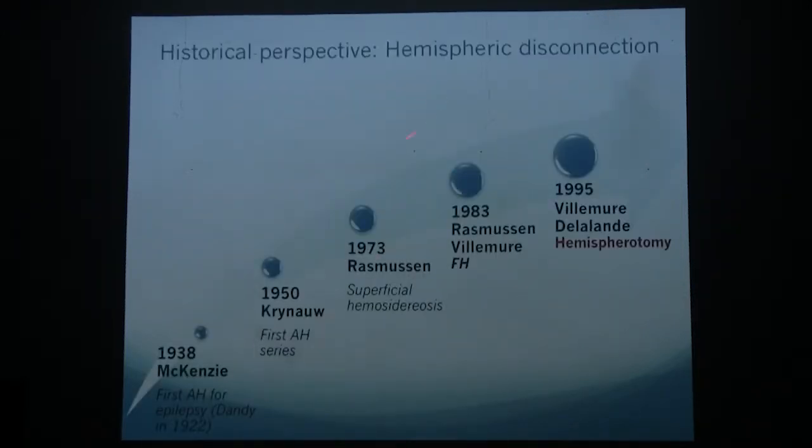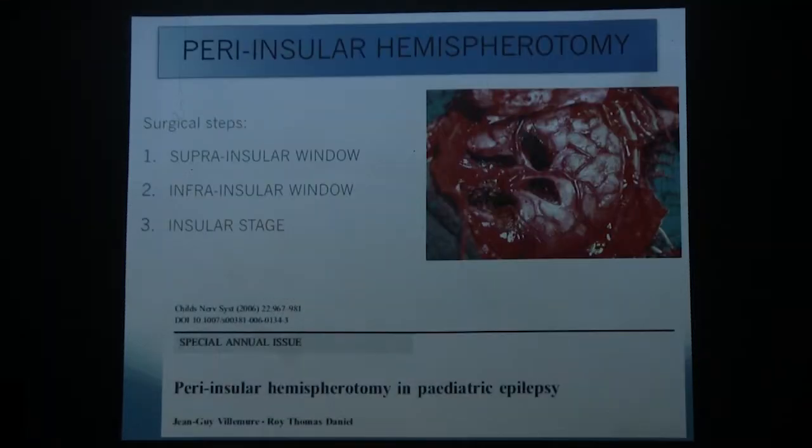So hemispheric disconnection started with hemispherectomy actually, and it was first done for glioma by Dandy, but he still lost the patient because glioma is a brain disease and is not really a localized disease. The first series was from South Africa, but then the leaders really were the Canadians from the Montreal Neurological Institute, Rasmussen, and then Villemure, who I worked with. They are the people who described what is called the hemispherotomy, and I'll show you what that means.